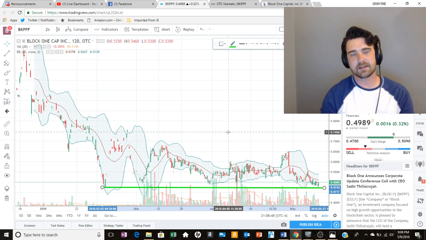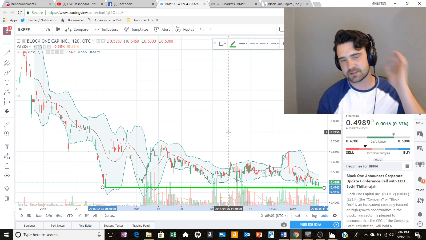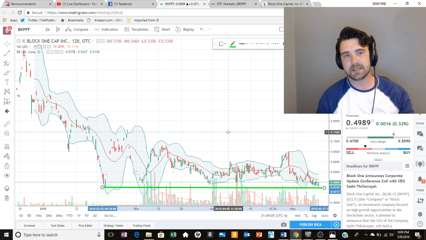So, as you guys have tuned in my channel before, I love using these TradingView charts. I think they're easy to use and easy to identify potential trends. You can do all kinds of technical analysis on them as well. And I'm just going to show you here, this is an example of BKPPF. This is an OTCQB stock.